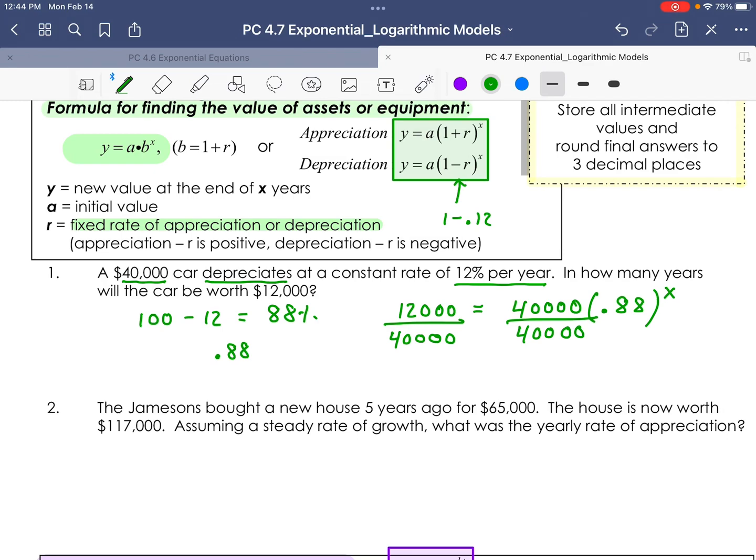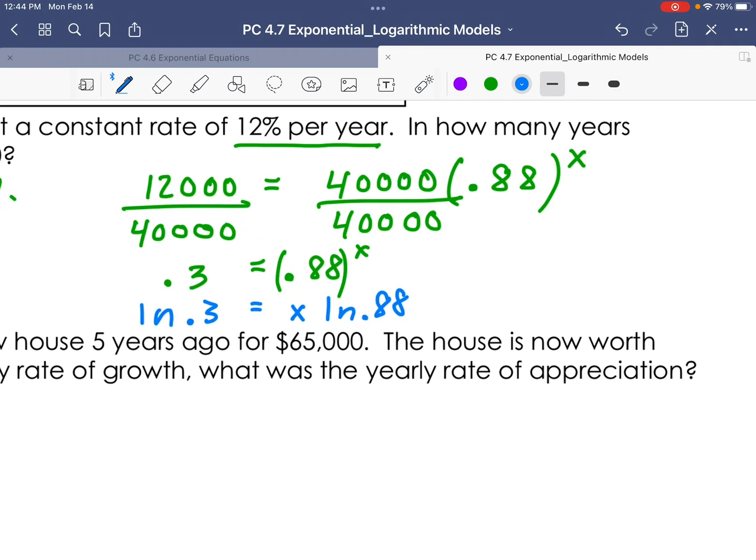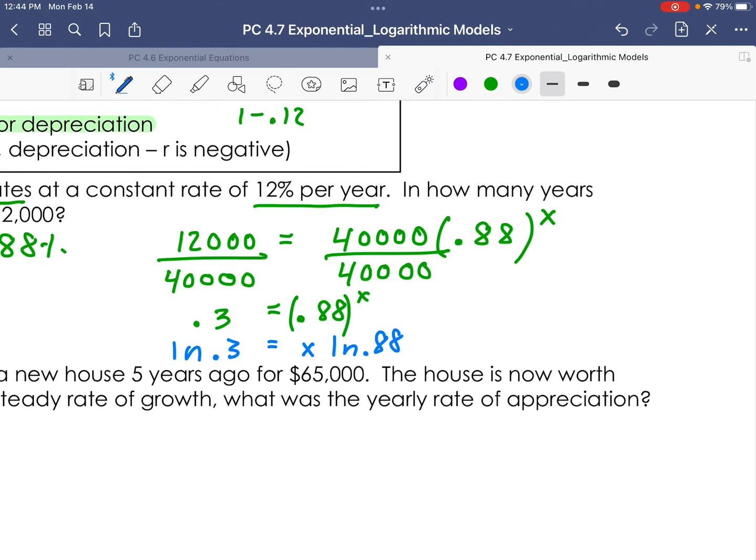So we're going to get 0.3 equals 0.88 to the x. And we can log or natural log both sides. I will go ahead and natural log both sides. 0.3 equals x natural log of 0.88. And then divide both sides by the natural log of 0.88.